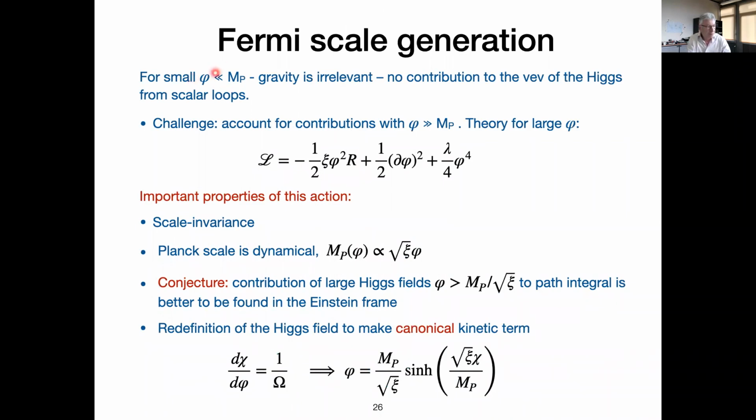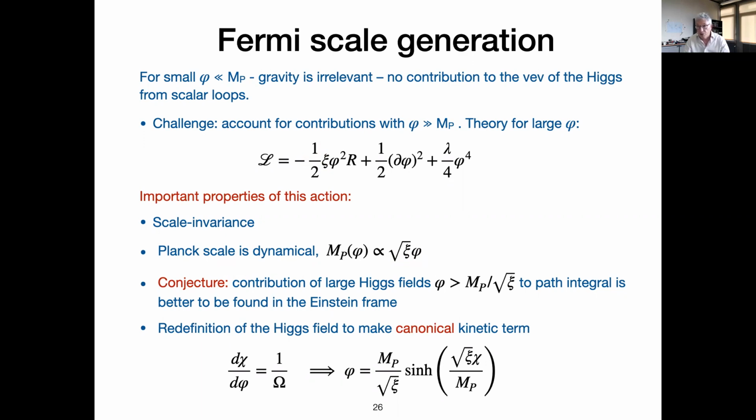If the scalar field is smaller than the Planck scale, then gravity is irrelevant and no contribution to the vacuum expectation value of the Higgs field comes from anything but the Higgs loops. So the challenge is to account for contributions with values of the scalar field greater than the Planck scale. Let's look at the theory in this domain. There the Planck scale can be omitted, and we get this simple action. It is scale invariant, and the Planck scale, which appears there, is actually dynamical, depending on the parameter xi and the scalar field phi.